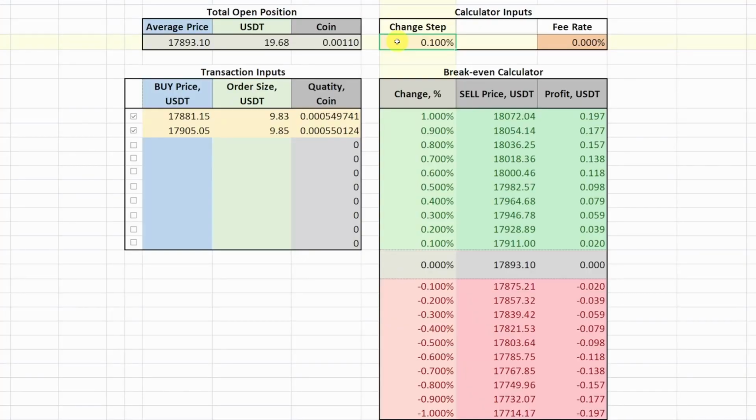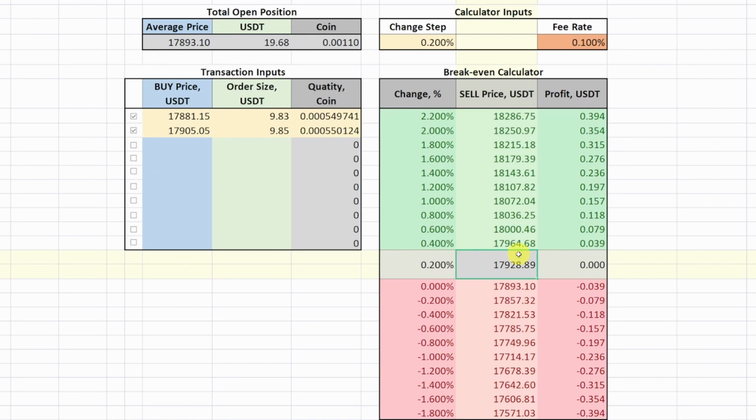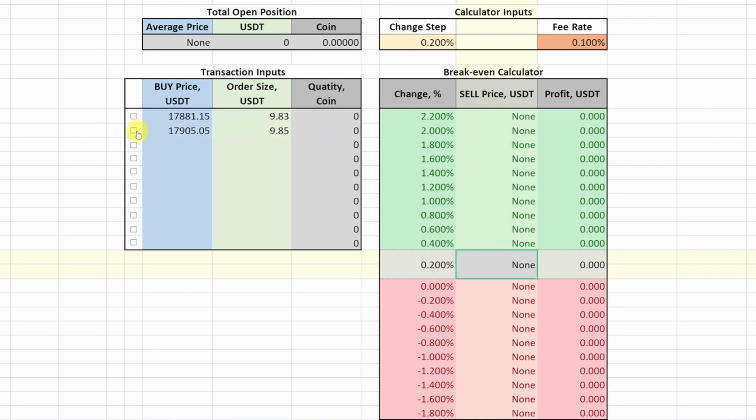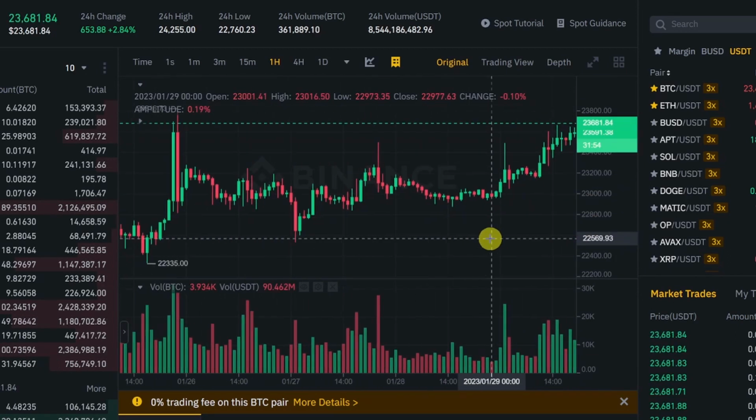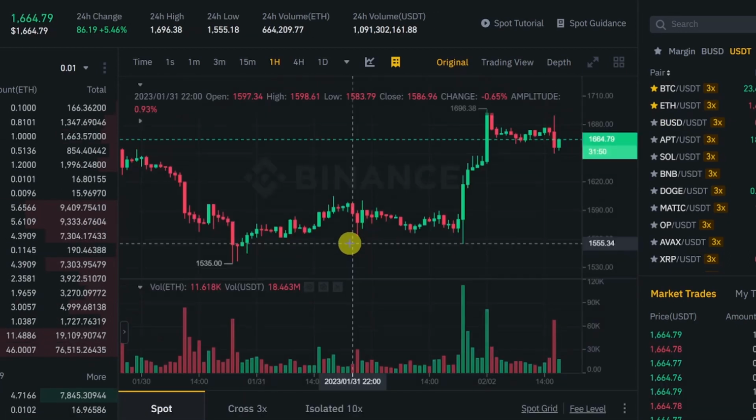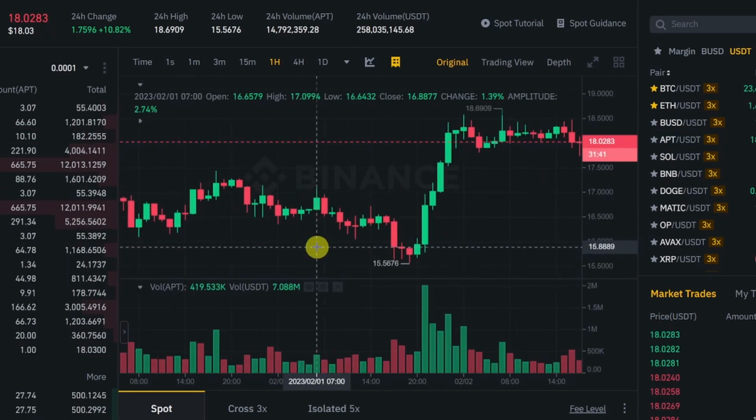The inputs for the calculator are quite simple. The change step introduces variations to all the lines depending on how volatile you think the asset is, and the fee rate affects the break-even point as explained in the previous video. In terms of practical use, once I have entered all my buy transactions, I can immediately see the break-even point as well as the possible price options for my sell limit order, arranged by expected change percentage. If you've been monitoring a coin for a while, you have a pretty good idea of what its usual level of volatility is and how likely it is to go up a certain change percentage.